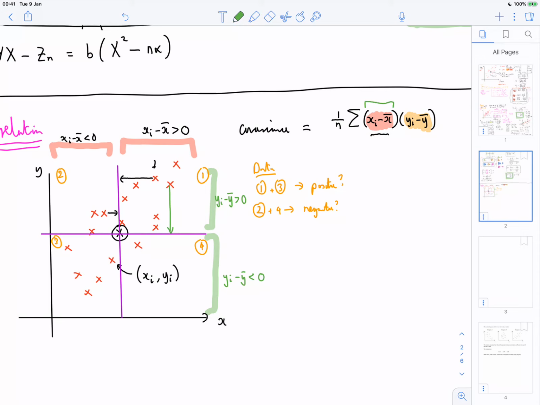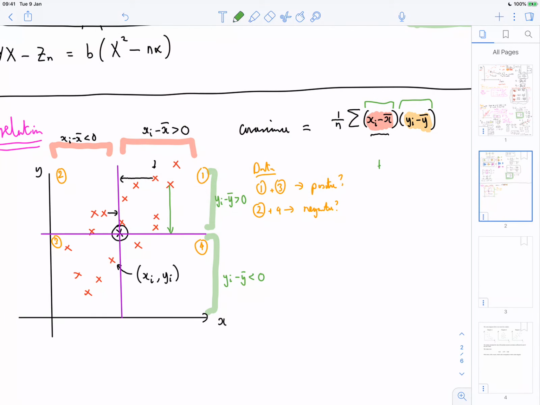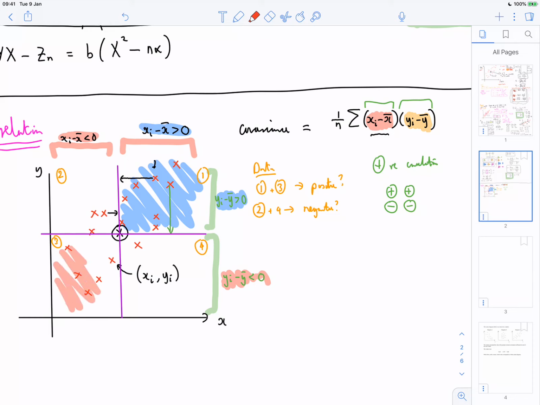We are multiplying these two things together. So what's that going to end up with? Well, look what happens. If I want a positive correlation, then when I multiply two things together, that means I've multiplied a positive with a positive or a negative with a negative. Now look, where is this positive? It's positive here and here, so that means it must live in this section. Or when we're dealing with a negative and a negative, we're in this region here.